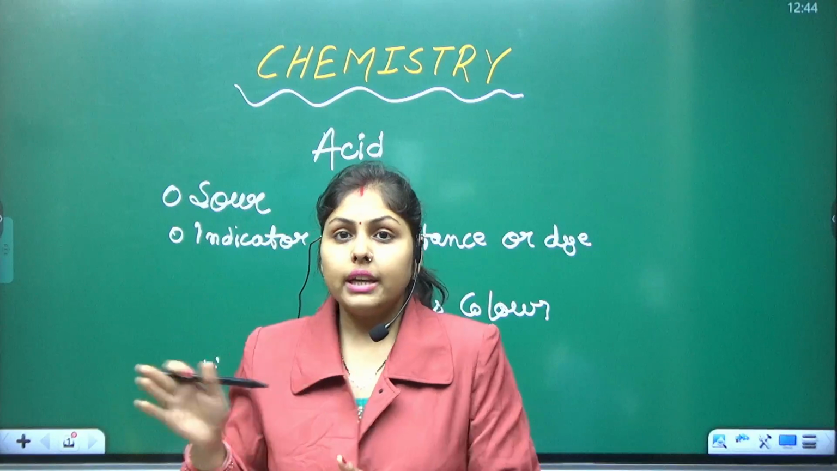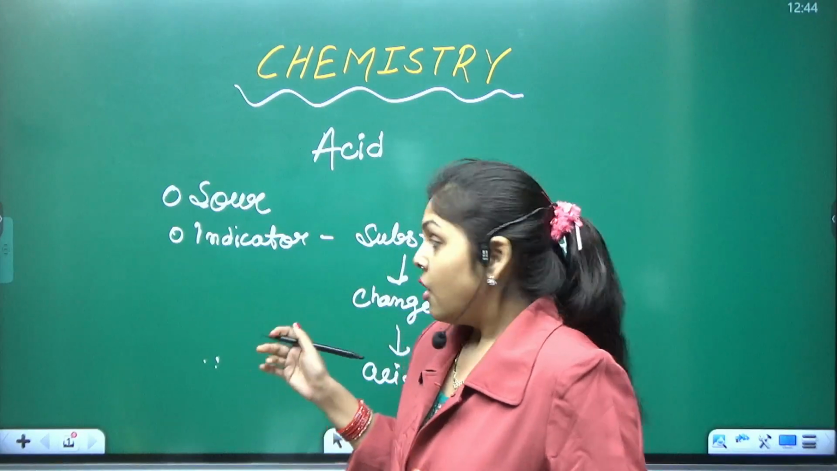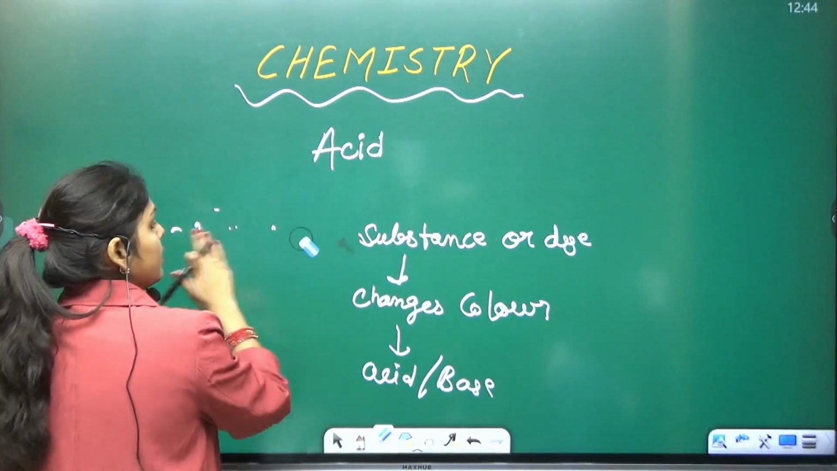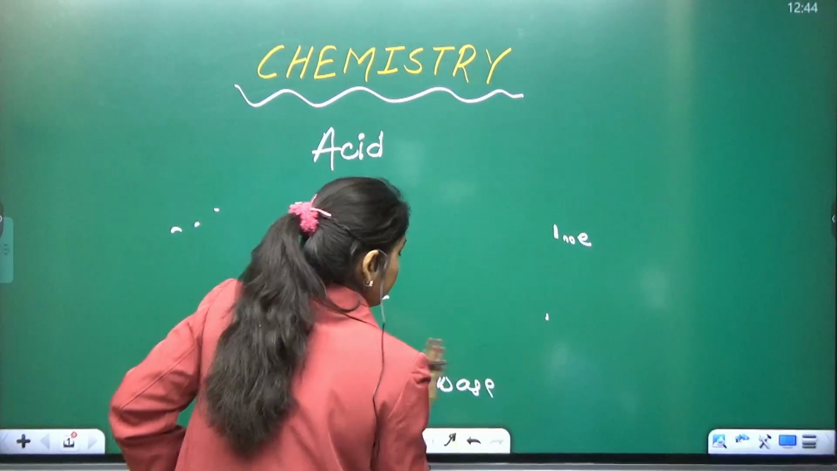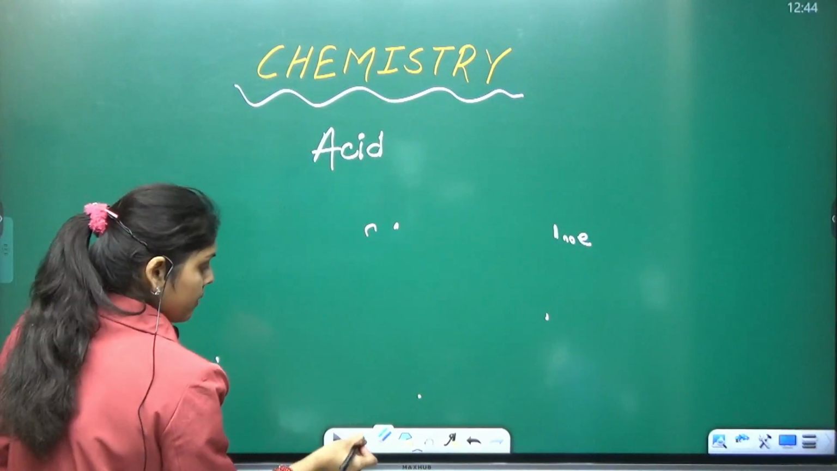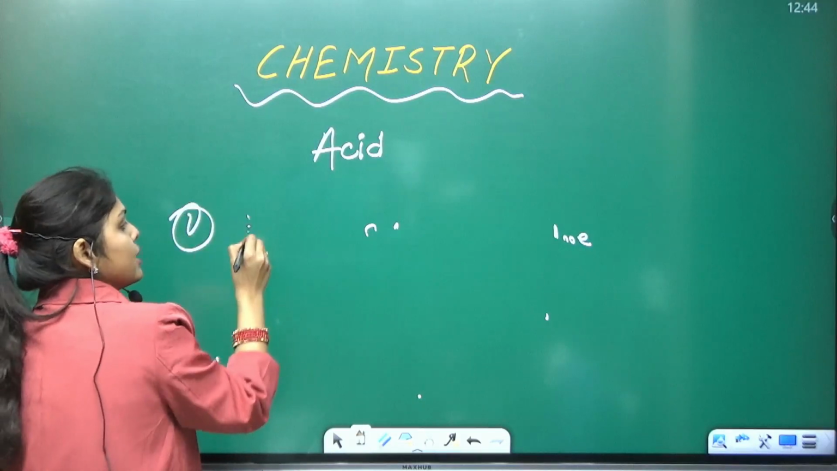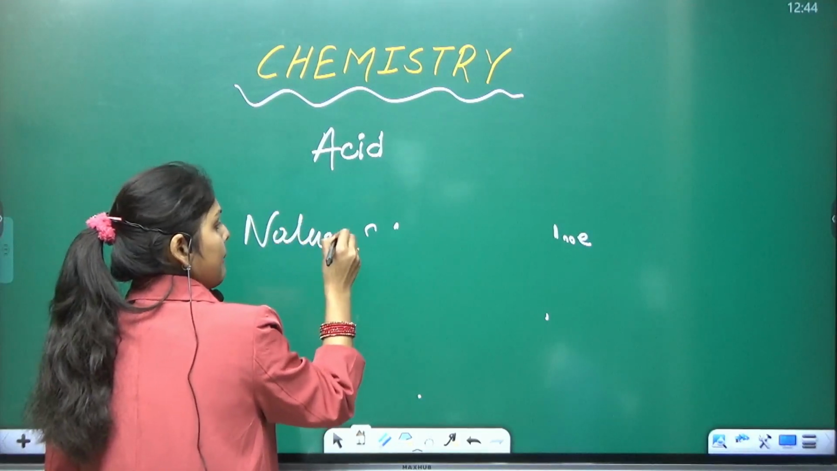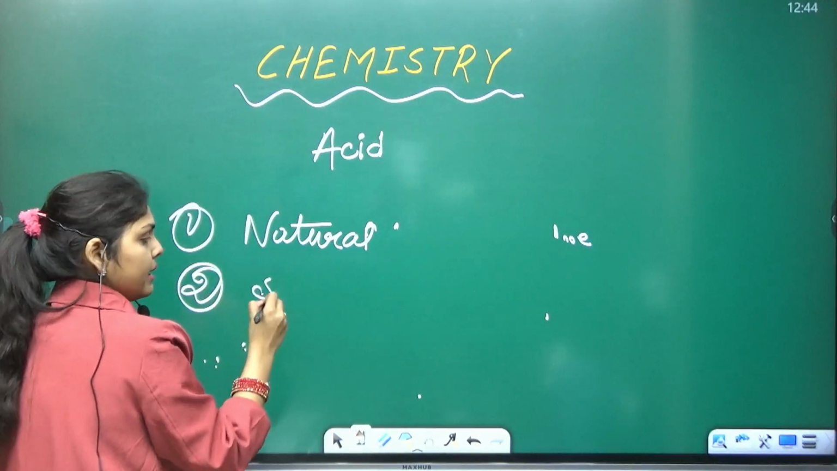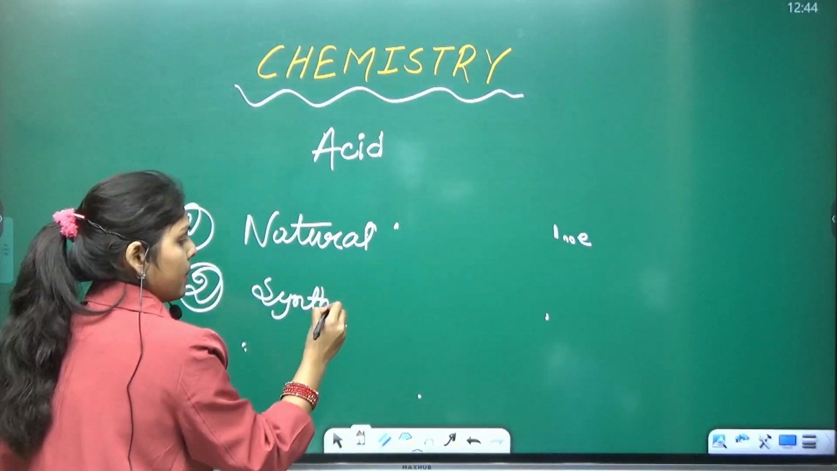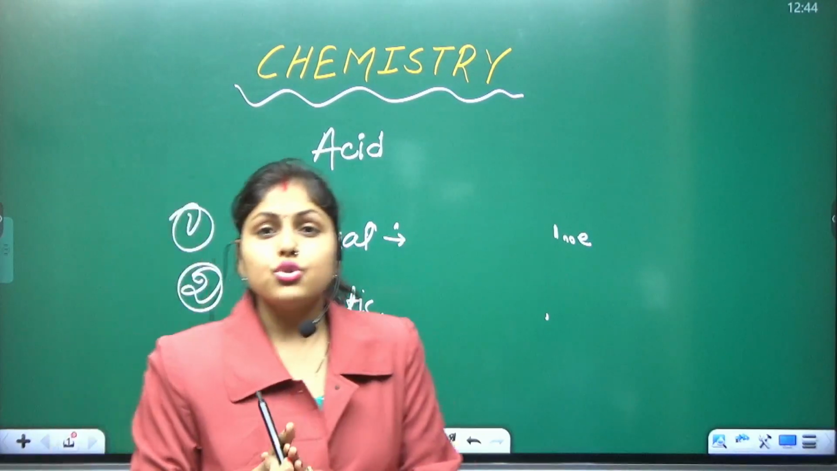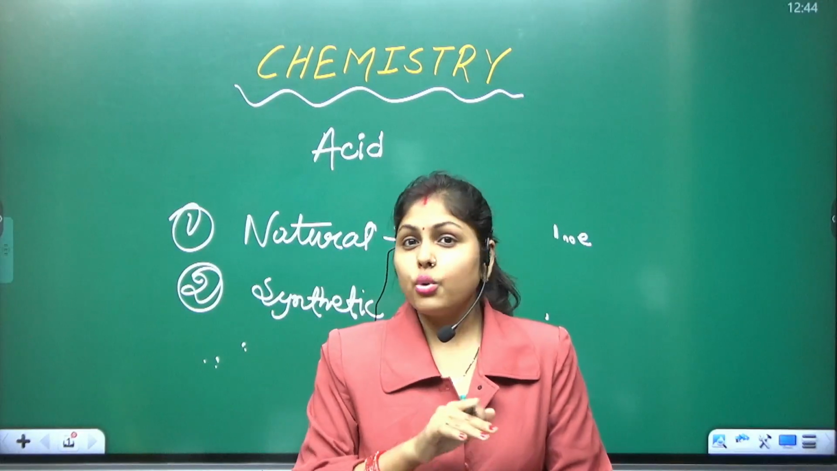Okay, so indicators are normally of two types. What are these types? First is natural indicators and second is synthetic. Natural indicators are those which are obtained from nature itself. We don't have to make them.